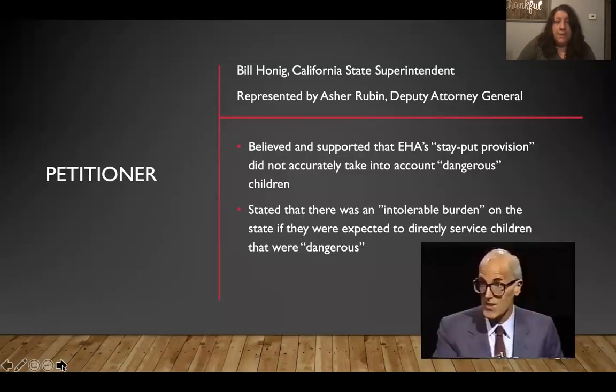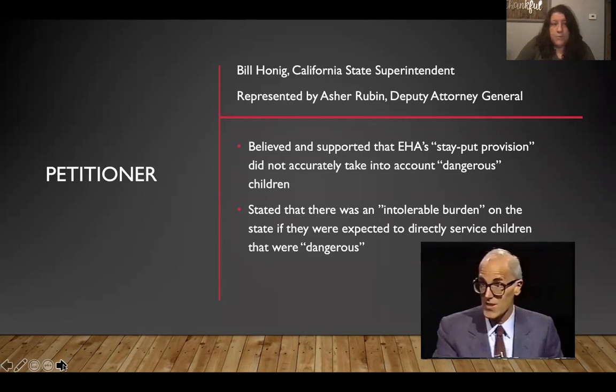The petitioner, Bill Honig, again, California State Superintendent, who was represented in the Supreme Court trial by Asher Rubin, the Deputy Attorney General, said that he believed and supported that EHA stay put provision did not accurately take into account dangerous children, and stated that there was an intolerable burden on the state if they were expected to directly service children that were considered dangerous.